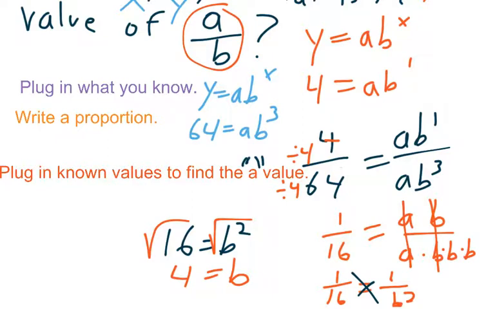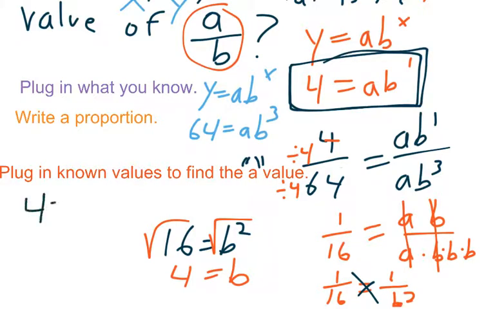Alright, so what do you mean by that? Well, I can take any one of these functions that I've written. This is probably the easiest one, it has the smallest numbers. So 4 equals ab to the first power. Well, now I know that b is 4, so I can actually make that a 4 there. And that means times. So 4 to the first power is just 4. So this really just says 4 equals 4a. Divide by 4, and you guessed it, a equals 1.